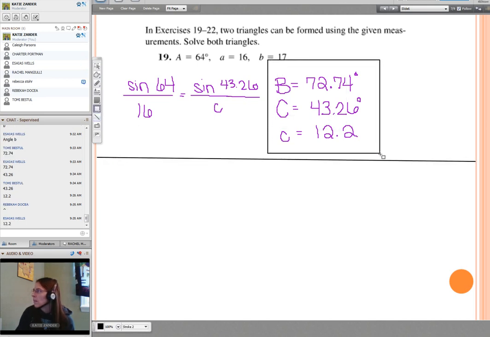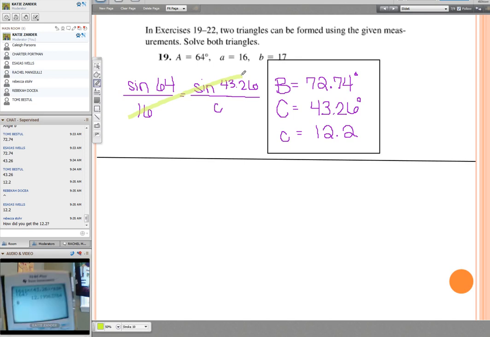All right, but this is the ambiguous case. There can be a second possibility. The second possibility is that angle B is an obtuse angle instead of an acute one. To get the 12.2, let's go ahead and just cross multiply and make sure here. So 16 times sine of 43.26 divided by sine of 64. So if we type that in the calculator there, that should give us the 12.1996, so 12.2 rounded.